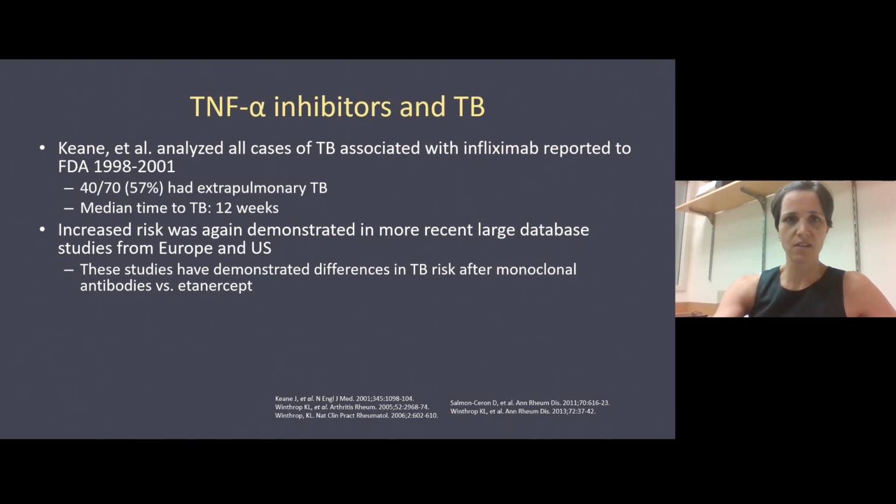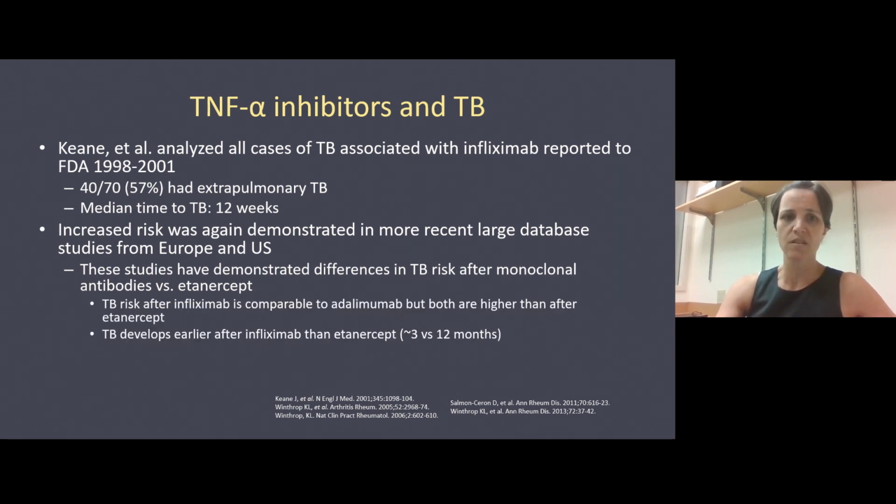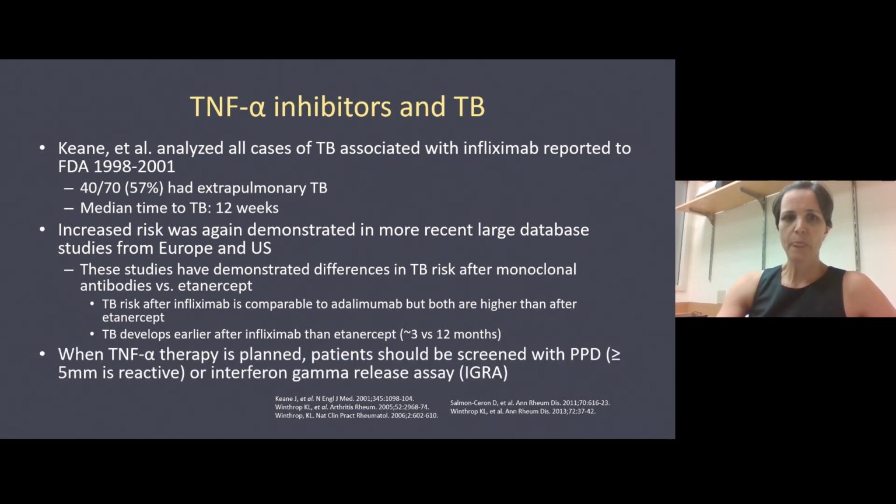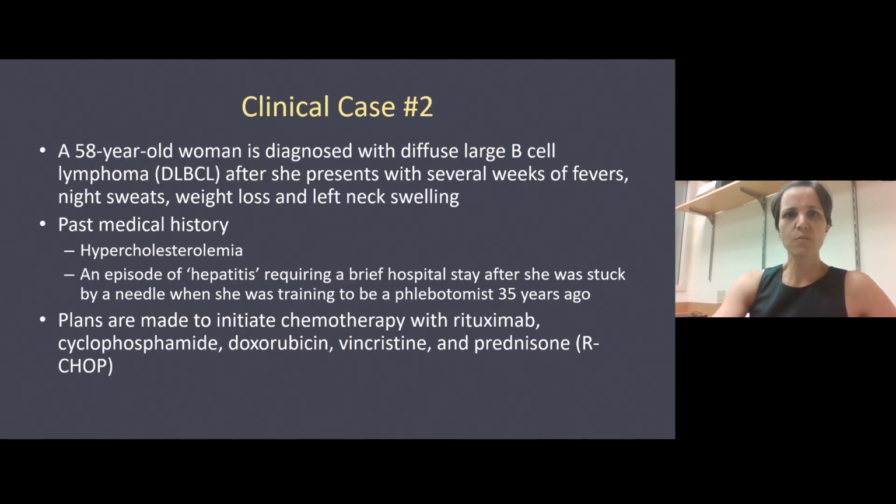And this is where etanercept versus the monoclonal antibodies matters. The TB risk after infliximab is comparable to adalimumab, both monoclonal antibodies, but higher than after etanercept. And then TB develops later. If you're on etanercept, you expect it to show up at about 12 months, as opposed to about 3 months with monoclonal antibodies. With any of these drugs, though, before you give them, you need to screen people with either a PPD or an interferon gamma release assay. And I know we have a recorded lecture that addresses tuberculosis and talks about these tests. So let's move on and do my next case.